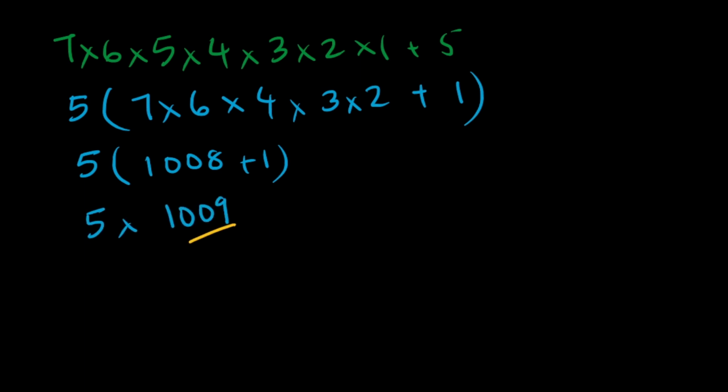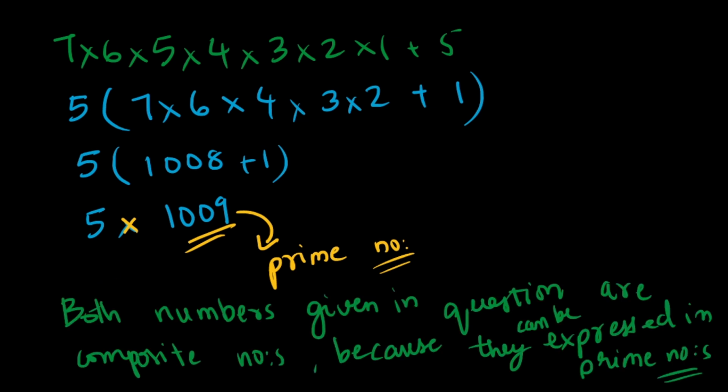If you try to do the prime factorization, you will realize that this is a prime number, right? Again, this number is expressed in terms of prime numbers, right? A composite number expressed in terms of prime numbers. So both these numbers are composite, right? I hope it is clear. Here you can write that. I hope this question is clear.